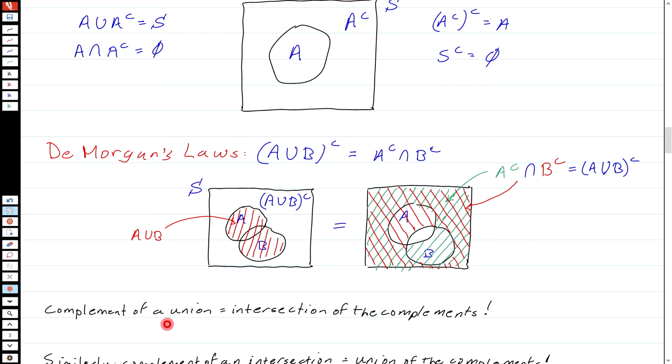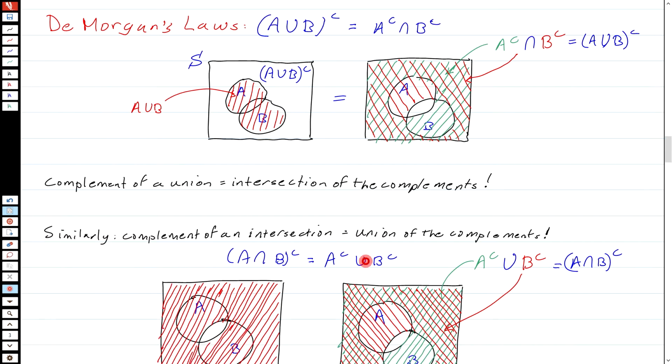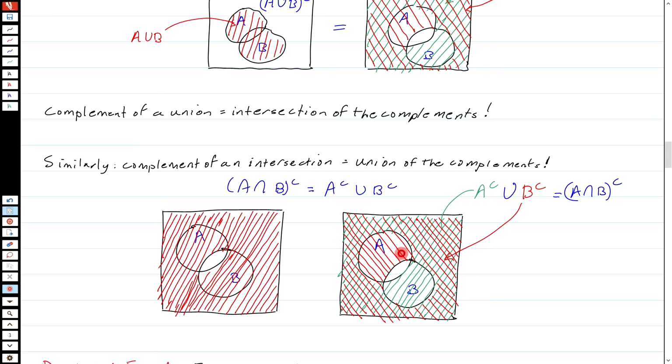So I mentioned the complement of a union is the intersection of the complements. The complement of an intersection is the union of the complements. So (A intersection B) complement is A complement union B complement. And again, we can show that using a Venn diagram.